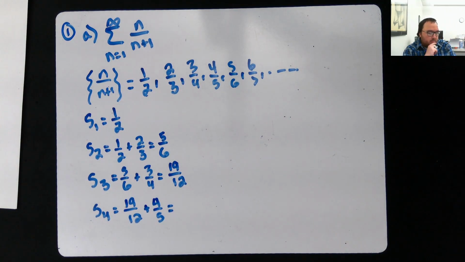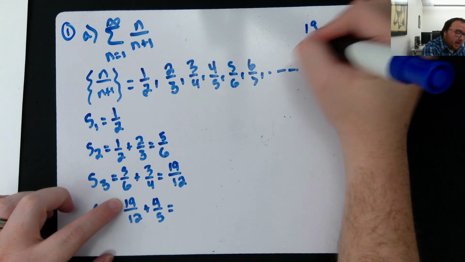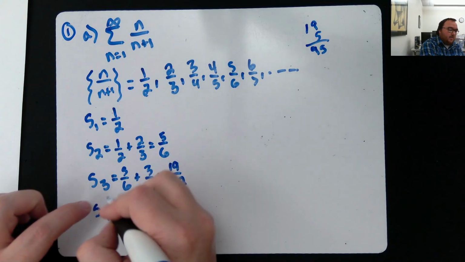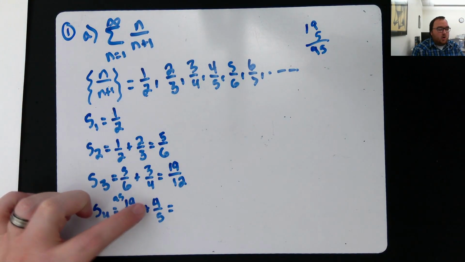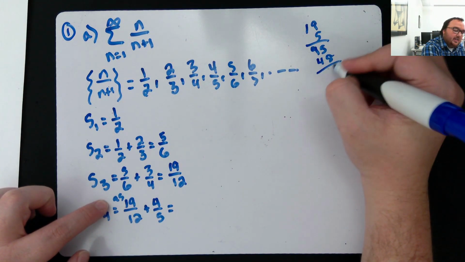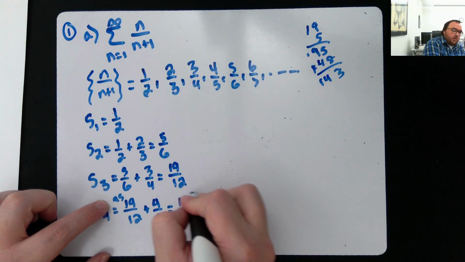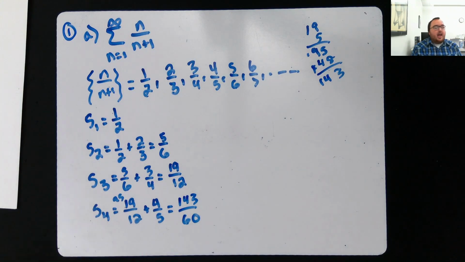Let's see, common denominator there would be 60. So I need to times this one by 5. Oh, geez, 19 times 5 is 95. I need to times this one by 12. 4 times 12 is 48. 95 plus 48 is 143. So 143 over 60. And I can already tell what's happening here.